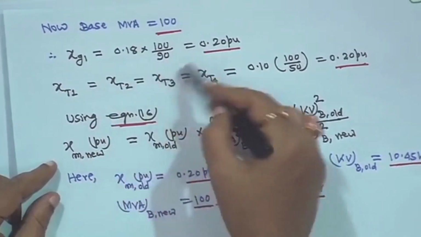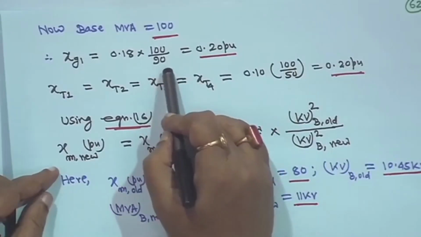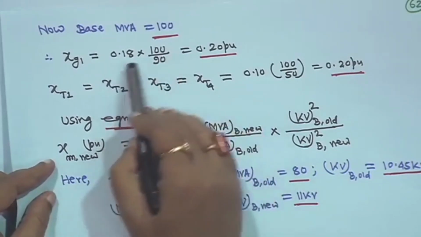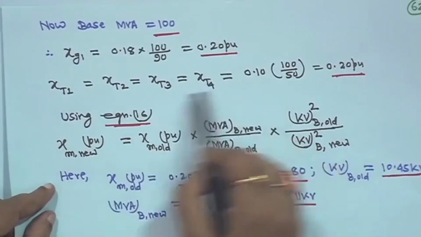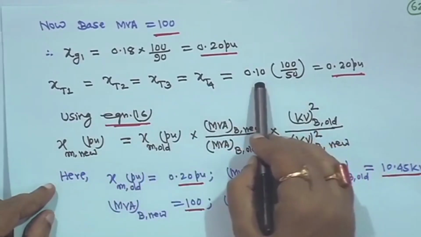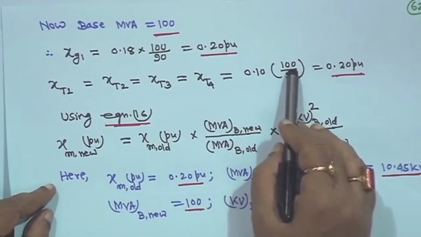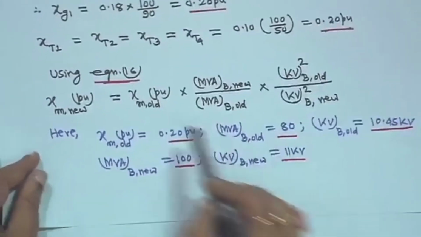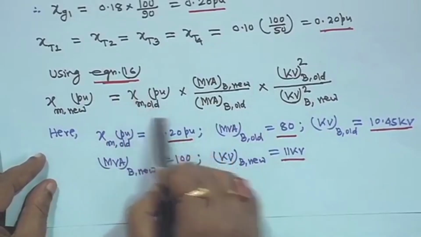So, you have to convert to the new base. 90 MVA is the generator rating, that is the old base MVA, and 100 is the new base MVA. So, 0.18 into 100 by 90, that is 0.2 per unit. All transformers are 50 MVA rating and 0.10 per unit, so 0.1 into 100 by 50, because 100 MVA is the base. So, 0.20 per unit.